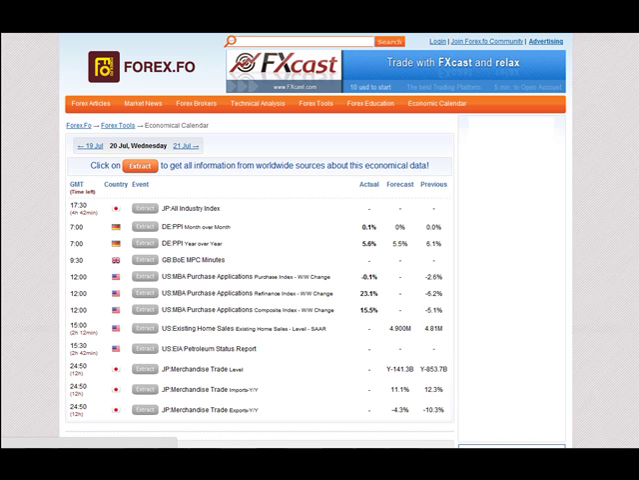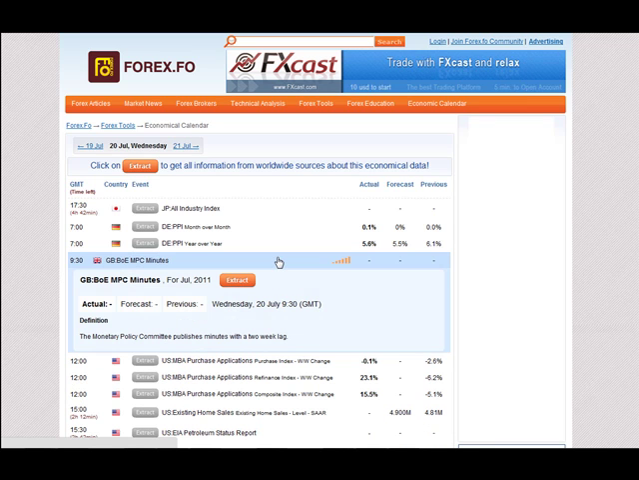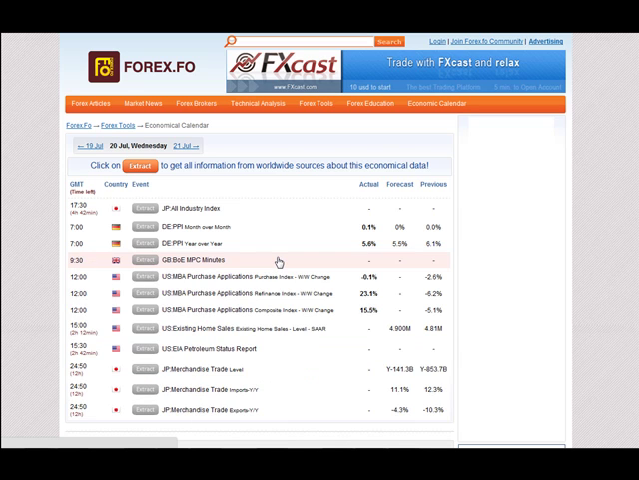As we look at our economic calendar, the big thing that jumps out at me is the MPC minutes for the pound. That has to do with their monetary policy, so that can certainly affect the market. The rest of them, I think, are not going to be that impactful.